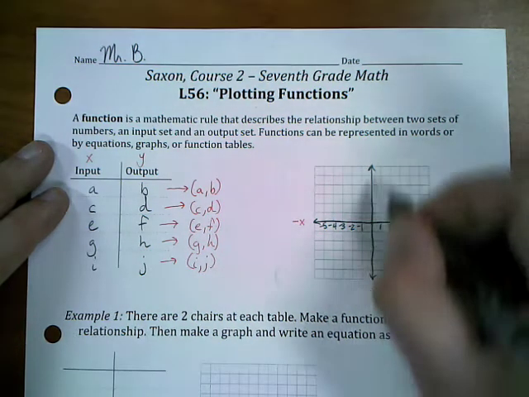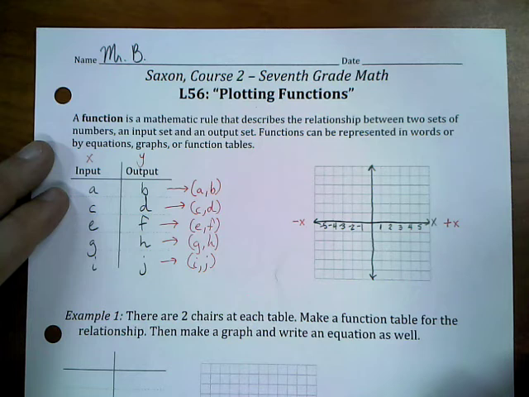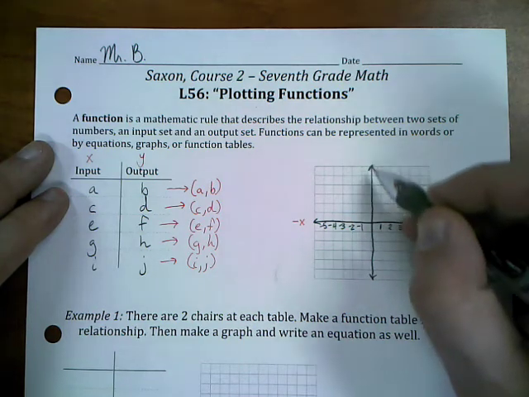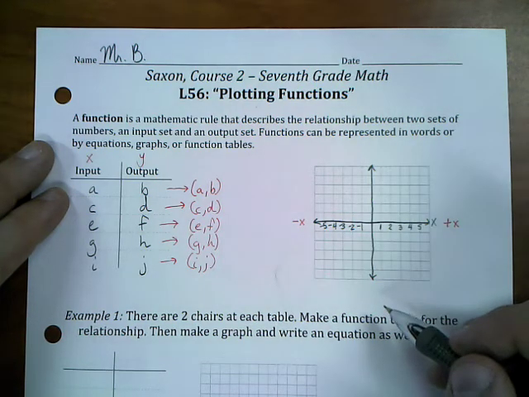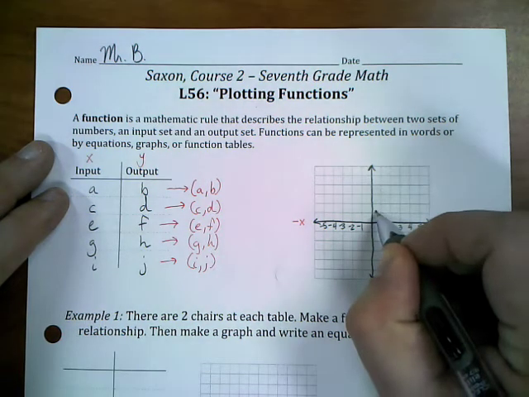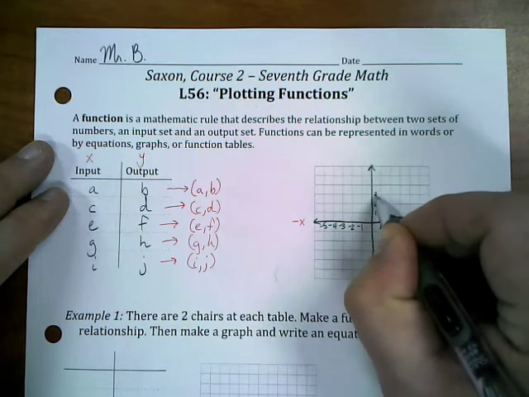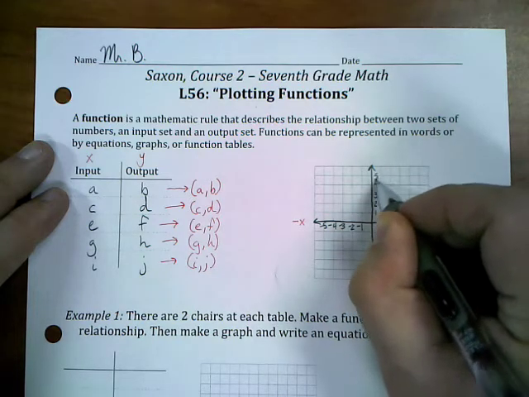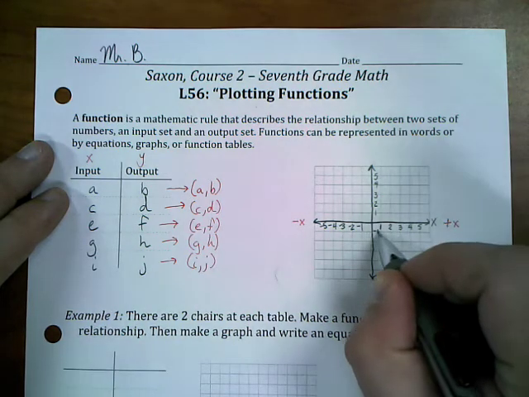The vertical axis, as you probably are recalling now, is the y-axis. As we go up, up is considered the positive direction. So 1, 2, 3, 4, 5. Down is the negative.